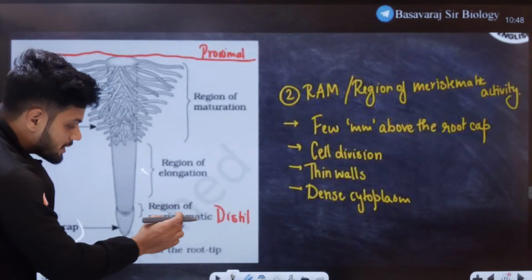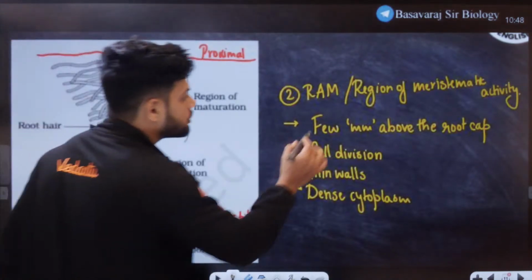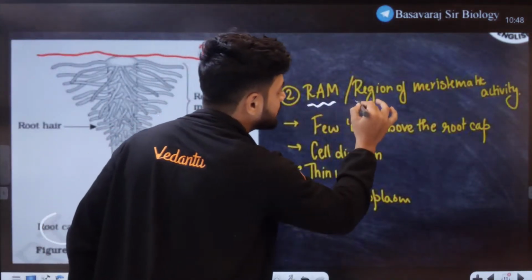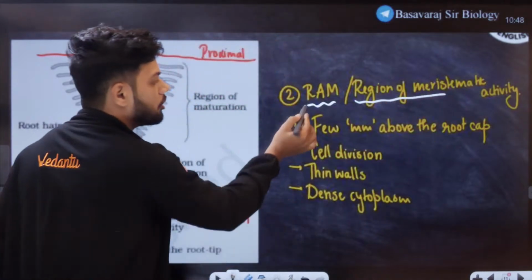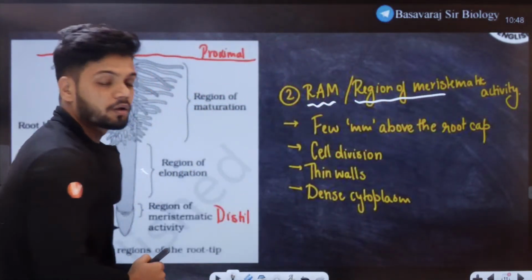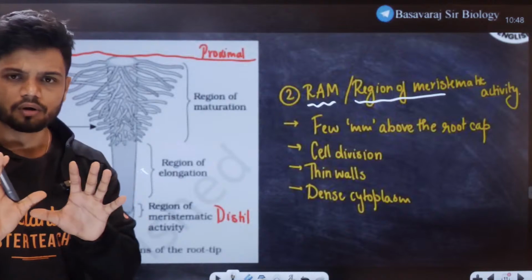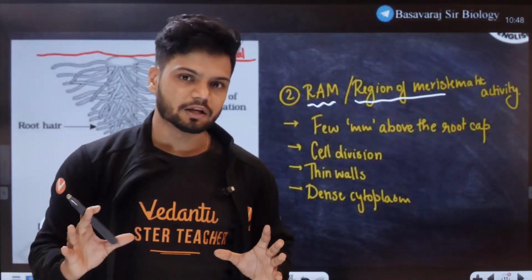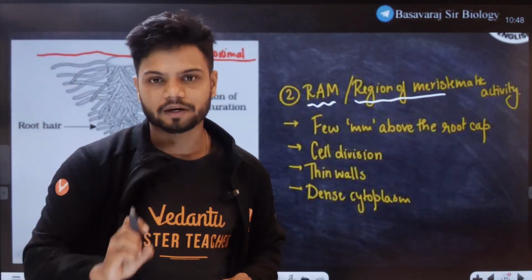So the next region here is called the region of meristematic activity. In this region of meristematic activity, there is something called RAM, the root apical meristem. Now, all of you listen to me very carefully for an important concept.